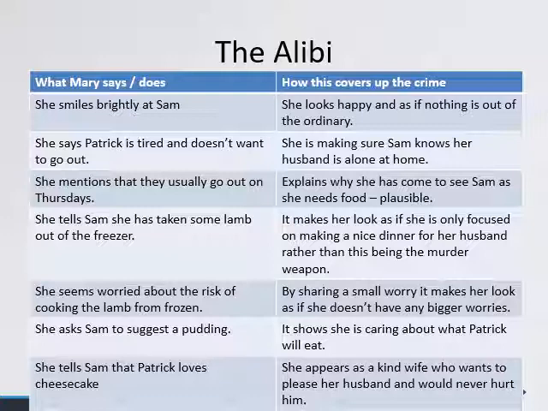She also asks Sam to suggest a pudding. It shows that she's caring about what Patrick will eat and presents herself as a loving wife. And also by telling Sam that Patrick loves cheesecake, it shows that she's thinking about her husband. She appears as a kind wife who wants to please her husband and would never hurt him.